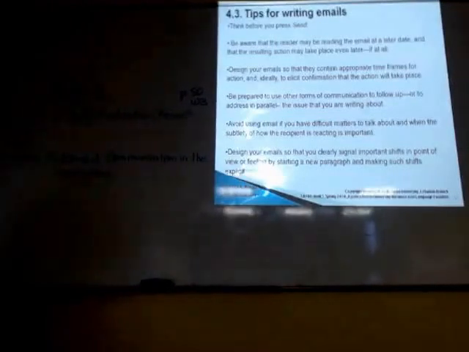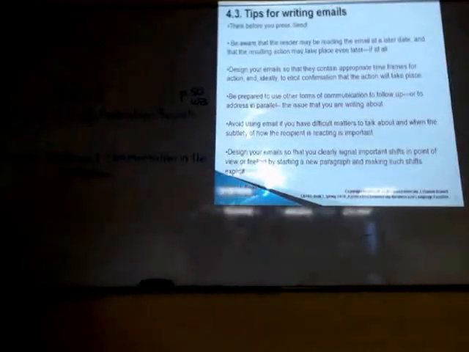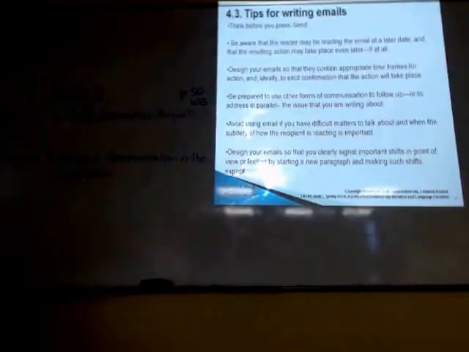Avoid using email if you have difficult matters to talk about and when the subtlety of how the recipient is reacting is important. مثل ما قلنا, if we are dealing with a problem face to face أحسن, right? I can see the person's facial expression, نقص من misunderstanding. Exactly, and it's far more effective meeting someone face to face. Yeah, you can go out for coffee and fix the problem between colleagues instead of fighting each other in the email, which can go on forever.